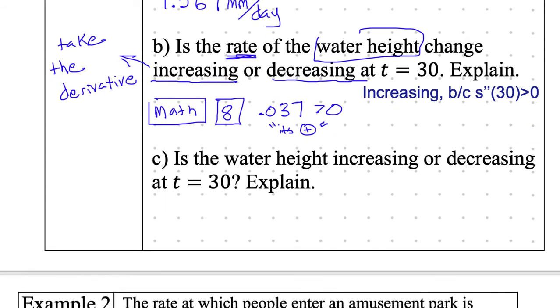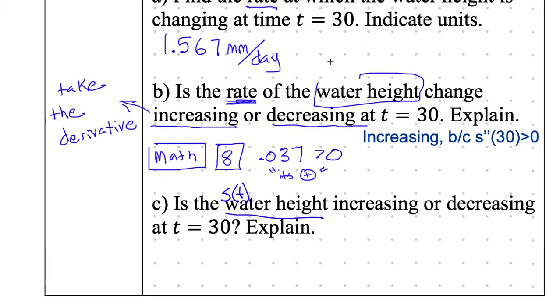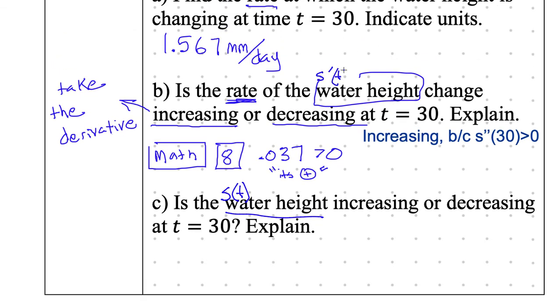Part C. Yeah, it's on the bottom. Is the water height increasing or decreasing? This is not talking about the rate anymore. This is talking about the height. This is talking about s of t. The problem up here was talking about s prime of t because it's talking about the rate of the water height. If this is just talking about s of t and it's asking increasing or decreasing, I'm taking the derivative of s of t, taking the derivative of whatever it was talking about.